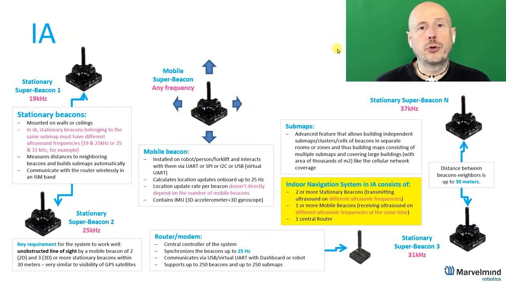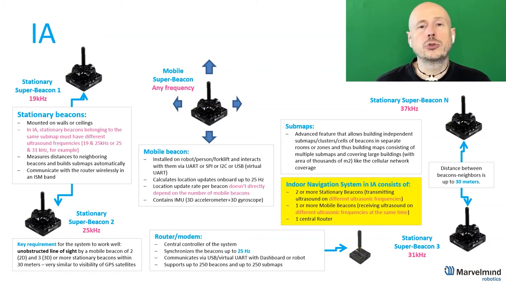So, for example, for a 3D submap, there must be at least four station beacons, and all four station beacons must have different ultrasound frequencies. So in this example, 19, 25, 31, and 37 kilohertz. It's very complex to receive, distinguish, and filter four ultrasound frequencies at the same time. So this is why inverse architecture is significantly more complex internally.